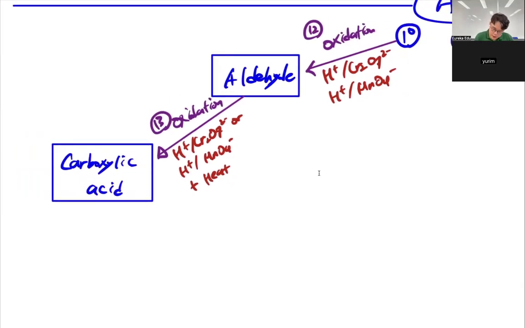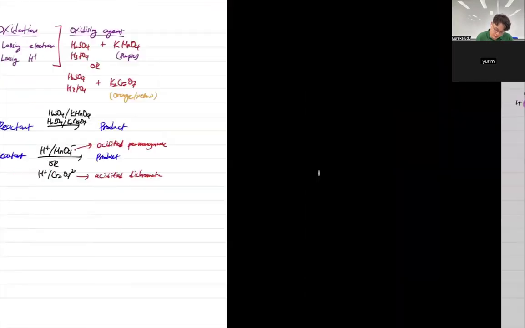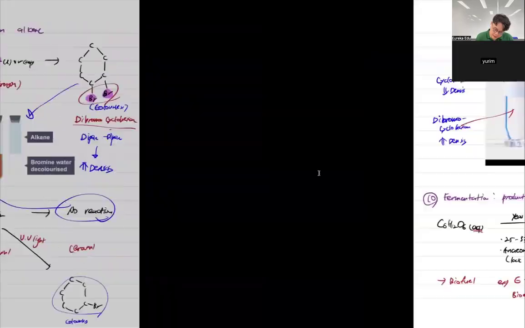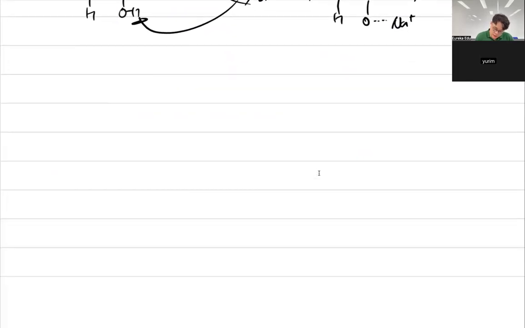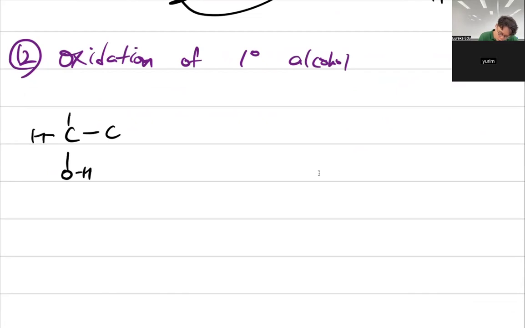So I show the reactions at the back page. I'll move to the back page numbers. Okay, so this is equation 12 and 13. So 12, oxidation of the primary alcohol. I'll give you an example of this. A typical example of a primary alcohol is ethanol. So we have ethanol. Can you see why this is the primary alcohol now?